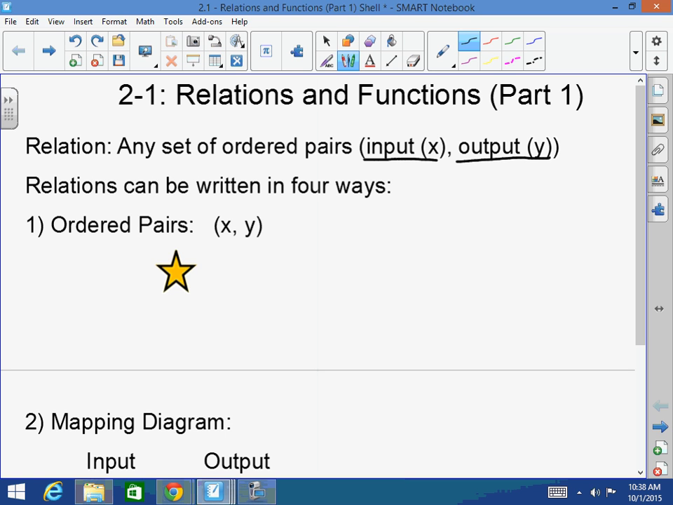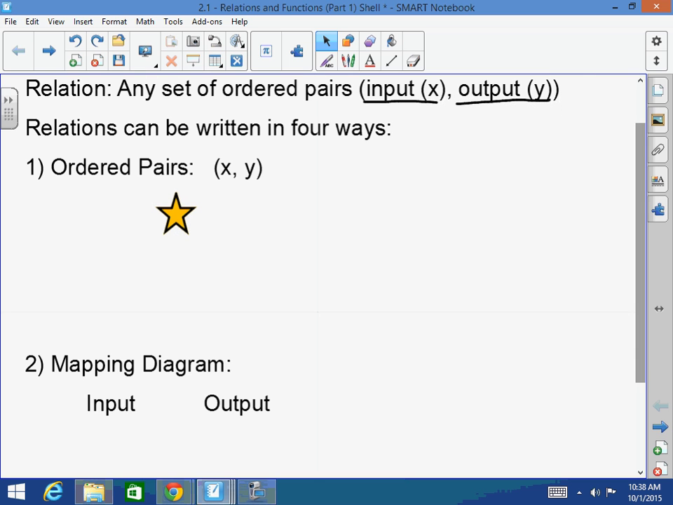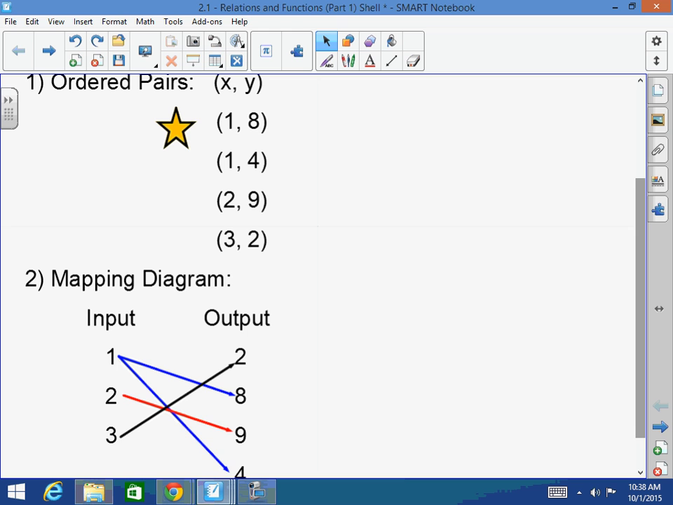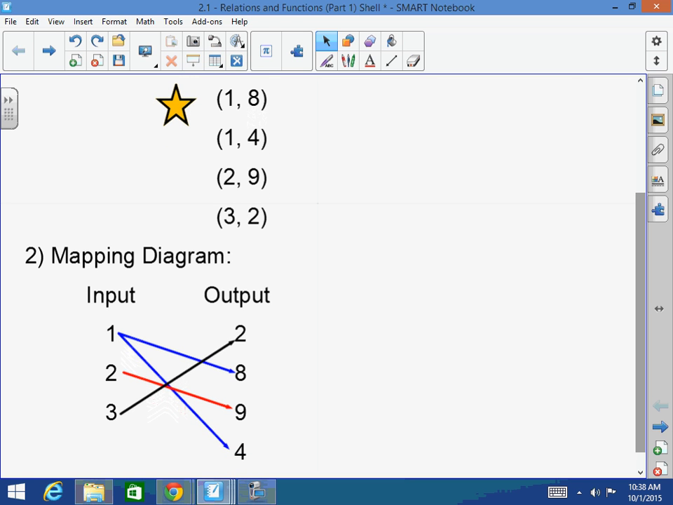There are 4 ways to write relations. The first way is by simply listing out ordered pairs. So for example, in this case, we have (1, 8), (1, 4), (2, 9), and (3, 2). We can transfer those points into what's called a mapping diagram. And in a mapping diagram, you have an input and an output. The input, of course, are the x values. The output, of course, are the y values.